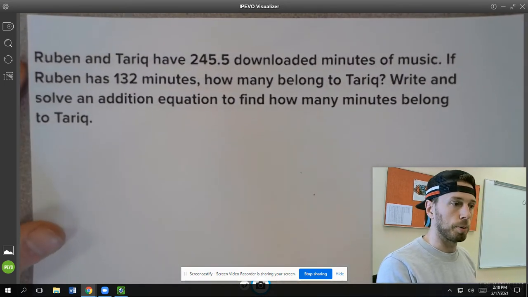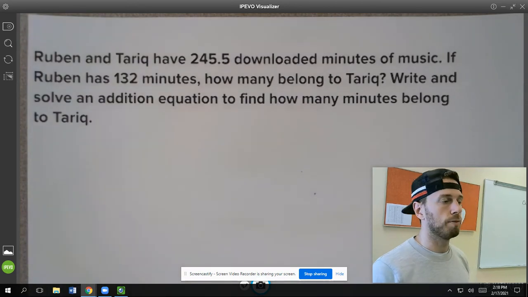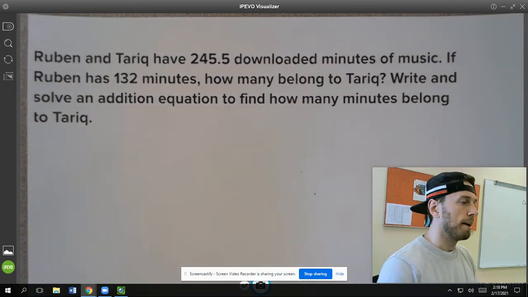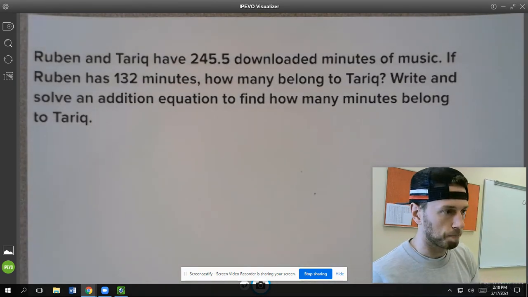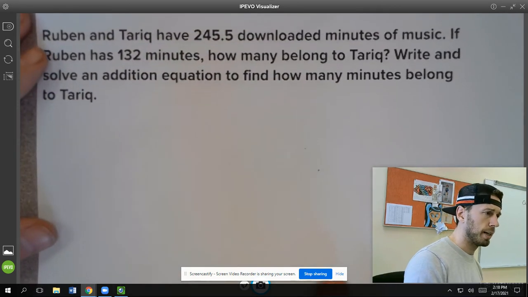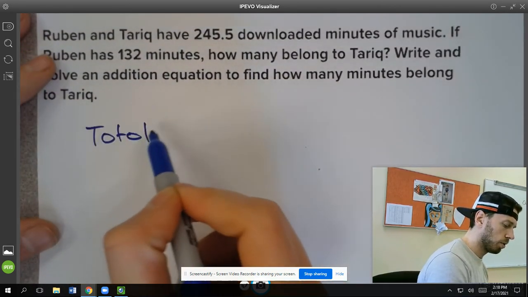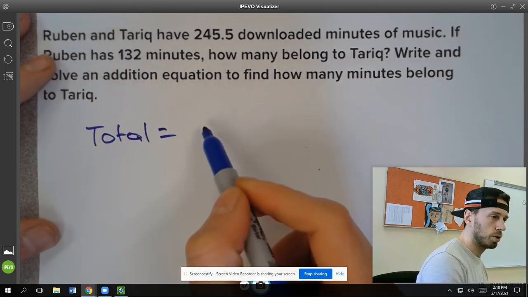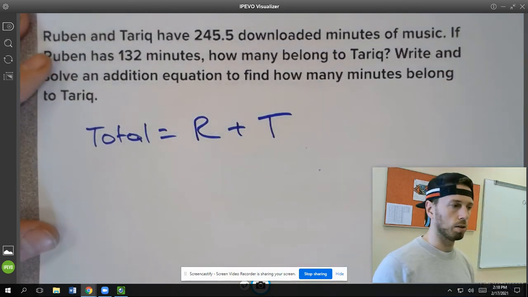Some quick tips on helping you solve equations in word form here. Ruben and Tariq have 245 and a half downloaded minutes of music. If Ruben has 132 minutes, how many belong to Tariq? So basically what we have here is we have them together. Their total is equal to Ruben's songs plus Tariq's songs.